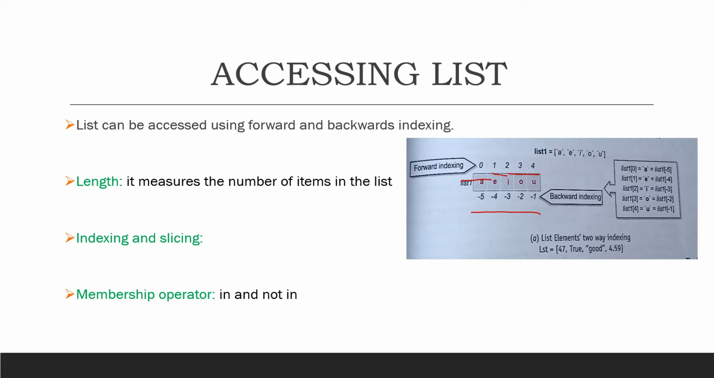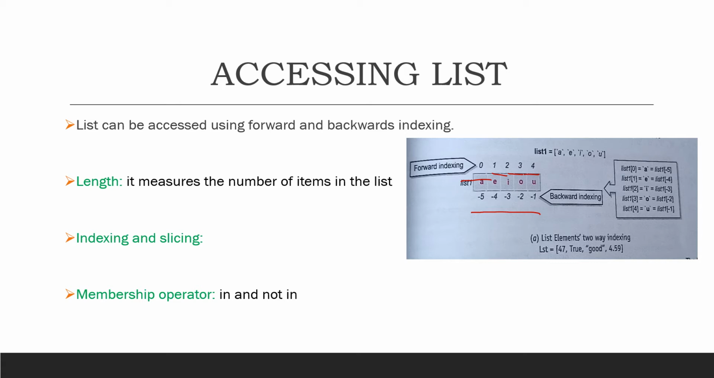Now, what is length? Length is nothing but the number of items in the list. Here in A, E, I, O, U, when you count, there are 5 characters in it. That's called length. Indexing and slicing. Indexing is nothing but the way we just did, forward and backward indexing. And slicing is nothing but splitting the item into small units.